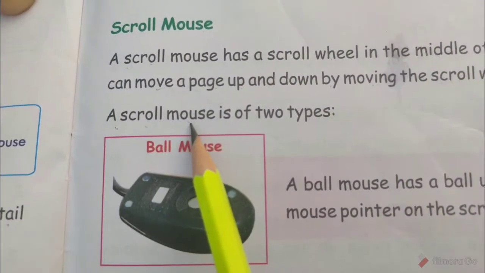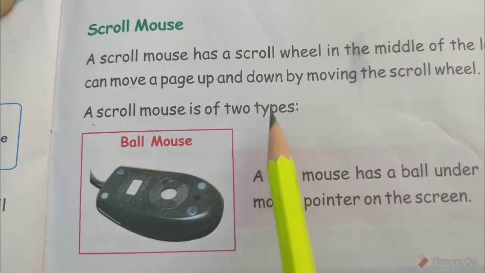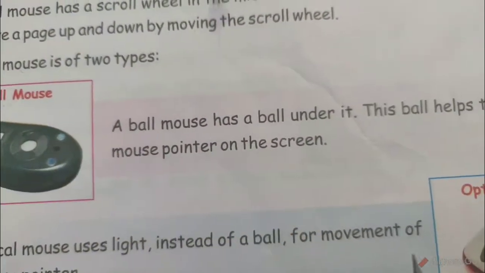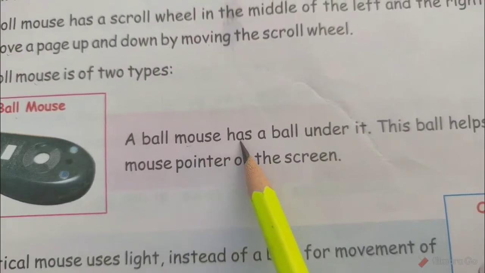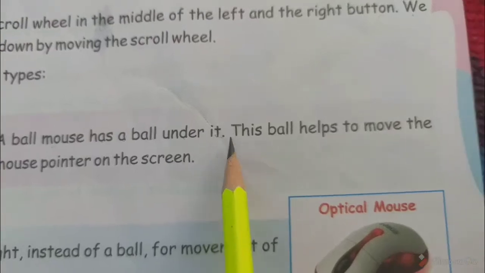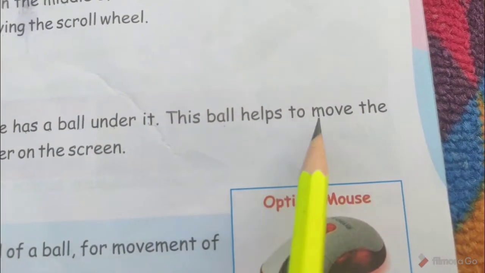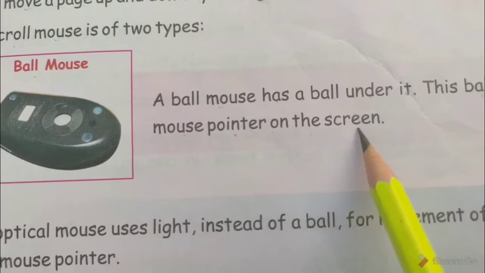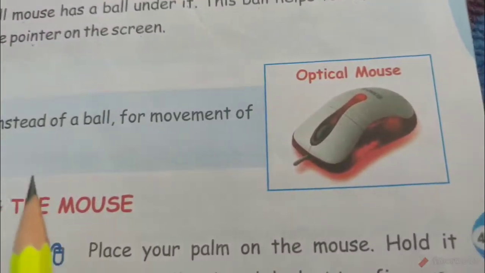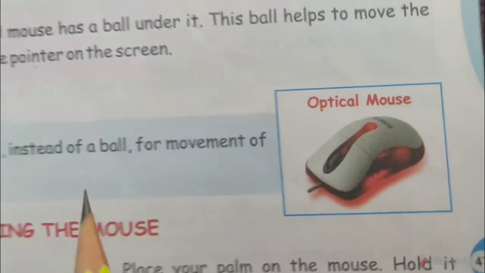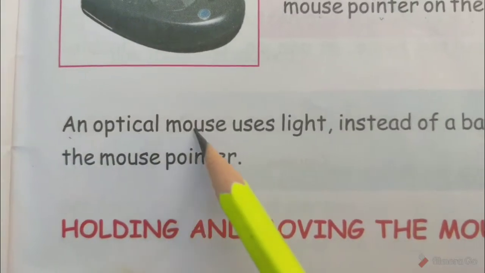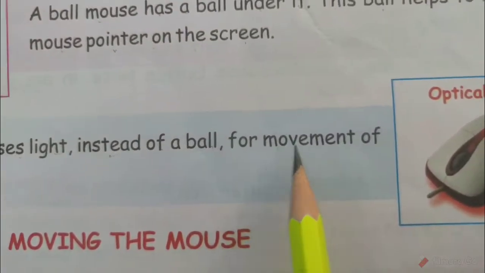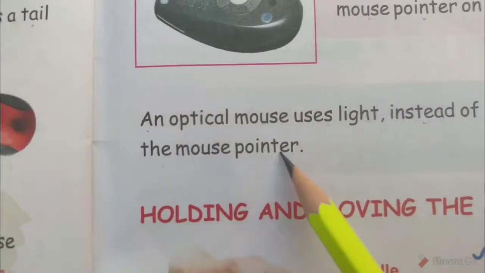A scroll mouse is of 2 types. Here is a ball mouse. A ball mouse has a ball under it. This ball helps to move the mouse pointer on the screen. Here is an optical mouse. An optical mouse uses light instead of a ball for movement of the mouse pointer.